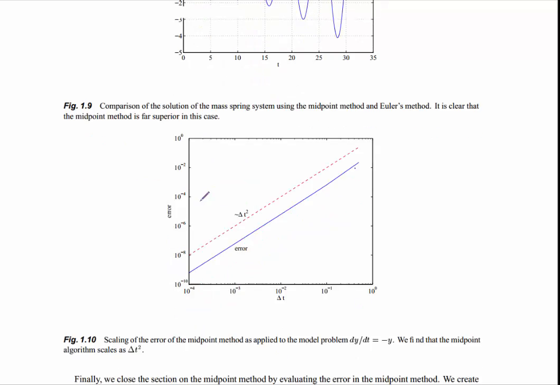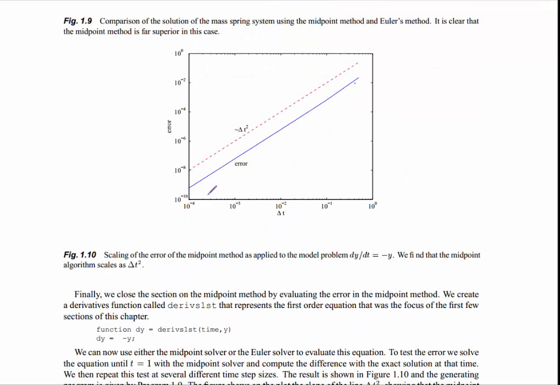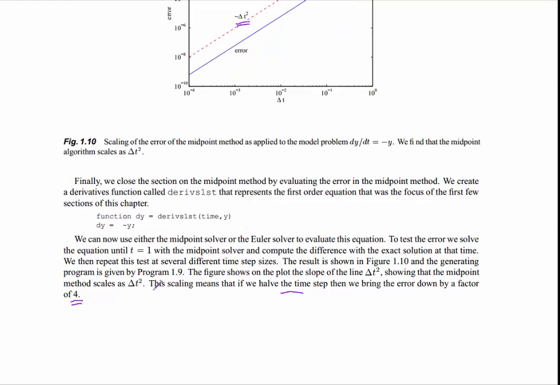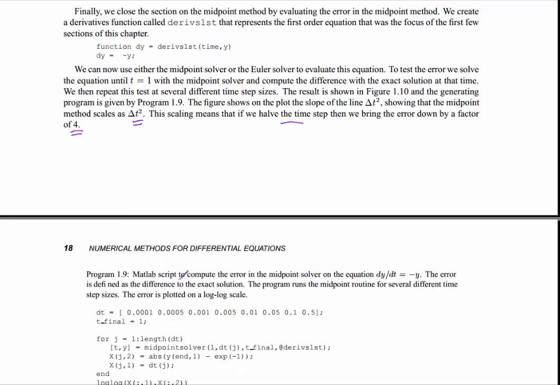Now what this shows, and we'll talk about this more in class, is that the error has the same behavior as delta t squared. And what that means, as he says here, is that if you divide the time step by 2, you bring the error down by a factor of 4. So as you use smaller time steps, you rapidly get increasing accuracy. Now this seems really great, but it's nothing compared to what we'll see later on.